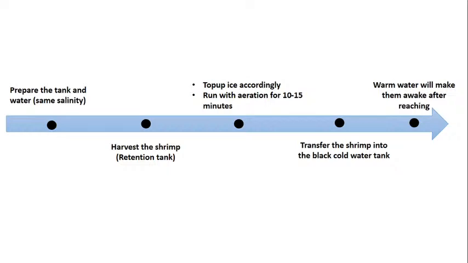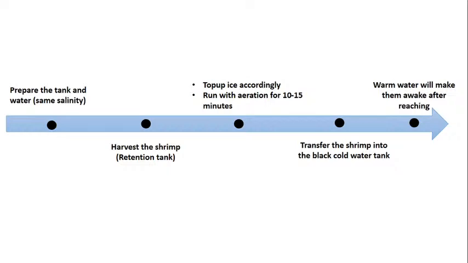After finishing the harvest process, we will proceed to top up the water with ice to achieve the cold water temperature. The temperature must not be too cold, as the shrimp will not survive later on. This cold water needs to be aerated first for about 10 to 15 minutes to increase the oxygen saturation inside the water. After that, the shrimp from the retention tank will be transferred into the cold water tank using a normal fishing net.